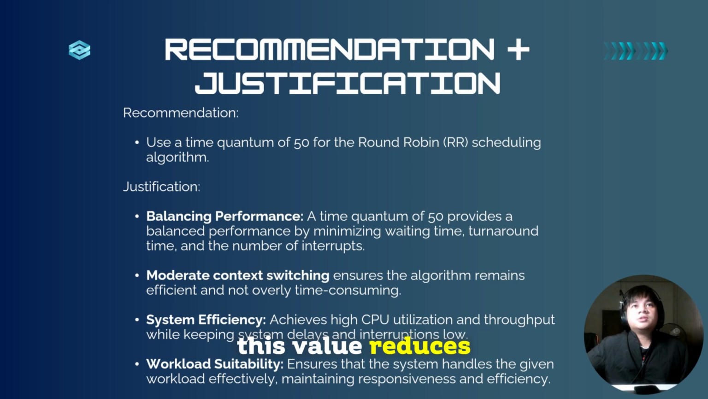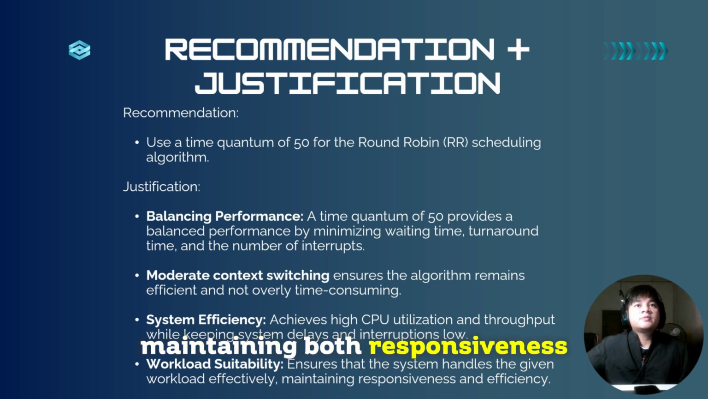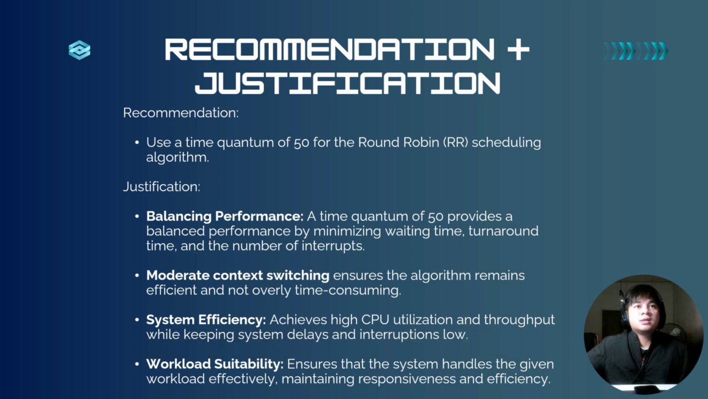This value reduces excessive context switching, which keeps the system efficient and avoids wasting resources on frequent task swaps. It achieves high CPU utilization and throughput, ensuring the system runs smoothly while minimizing delays and interruptions. Finally, this quantum ensures the system handles the workload effectively, maintaining both responsiveness and efficiency, crucial for real-world applications.